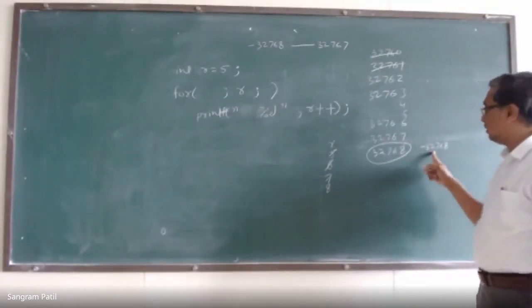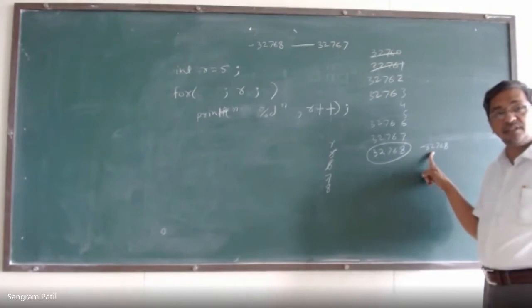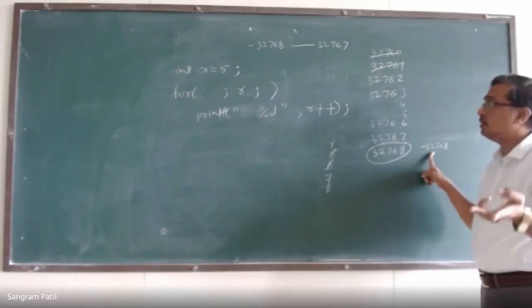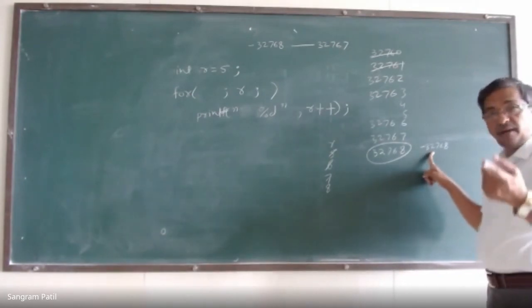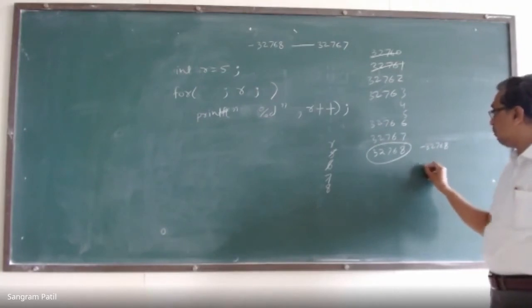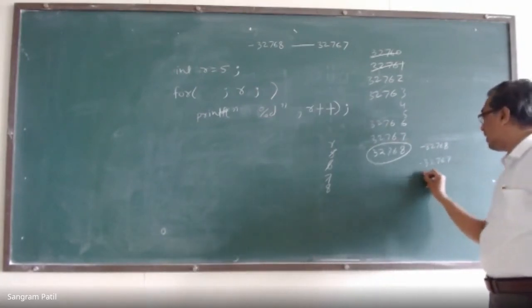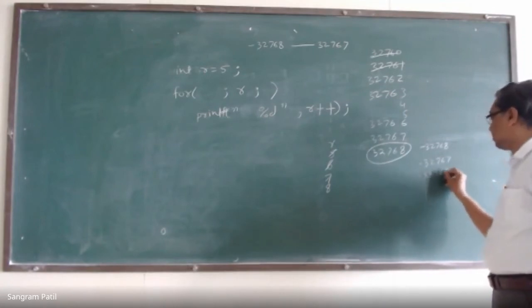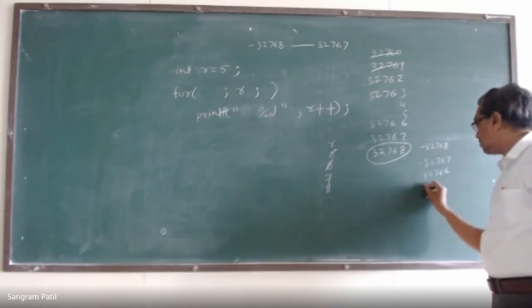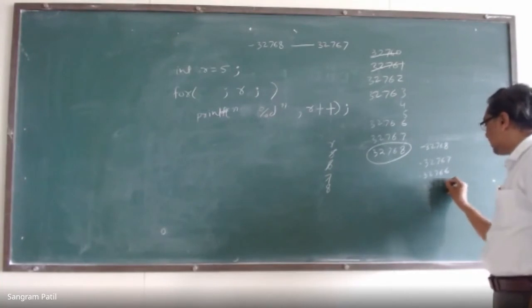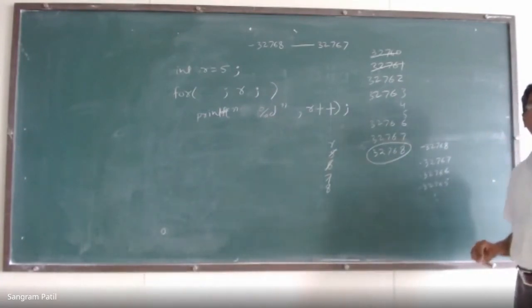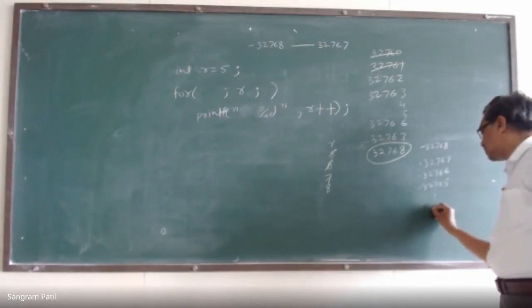Then this will print minus 32768 and now it is incremented by 1. When it is incremented by 1, it becomes minus 32767. When it is incremented by 1, it becomes minus 32766. Again when it is incremented by 1, it becomes minus 32765. Like this it will go on. And at one place it becomes minus 4.